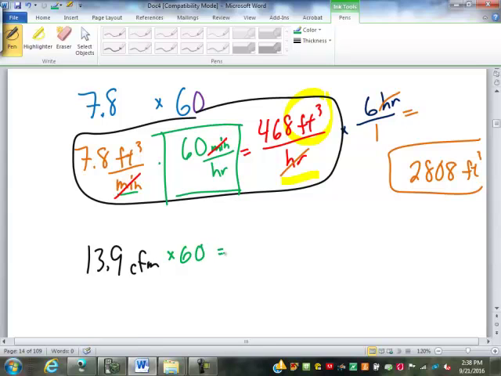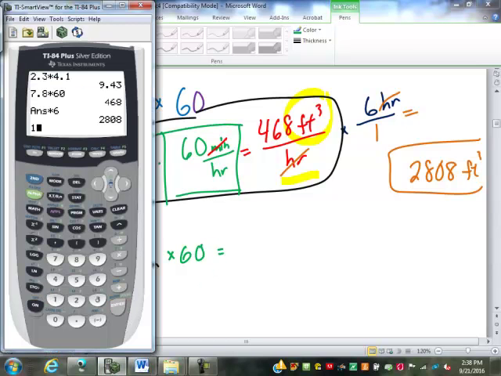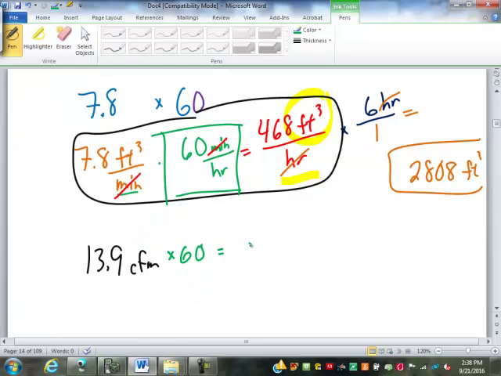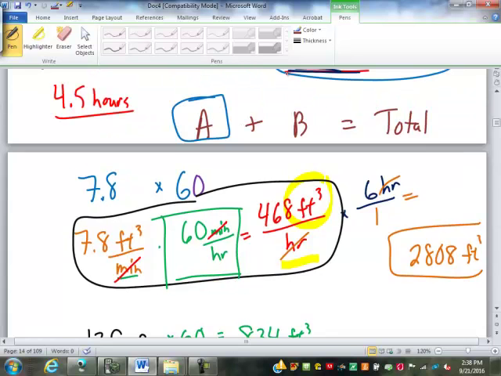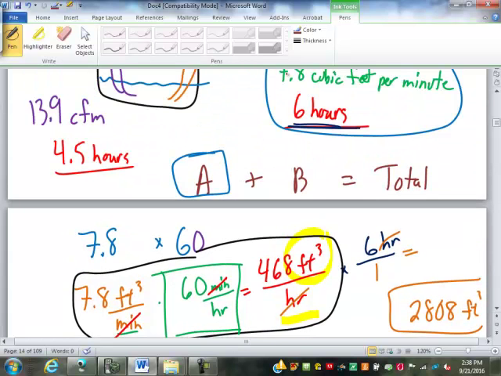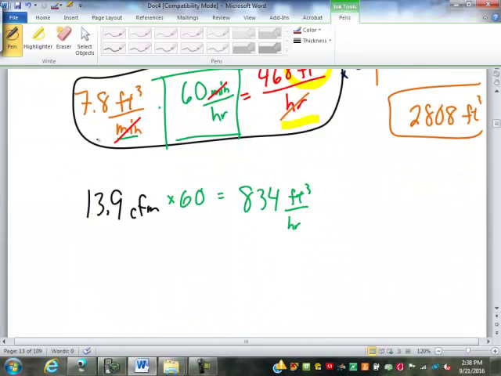Times 60, right? 13.9 times 60. 13.9 cubic feet per minute is 834 cubic feet per hour. What are we going to do with that now? How long was that pump running? 4.5 hours. Good. So we're going to multiply by 4.5 hours.